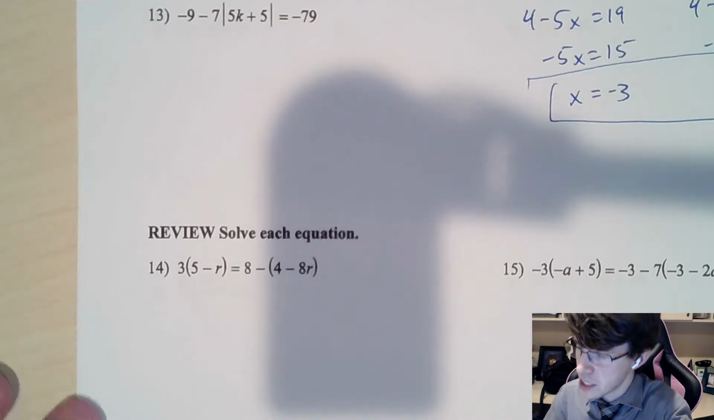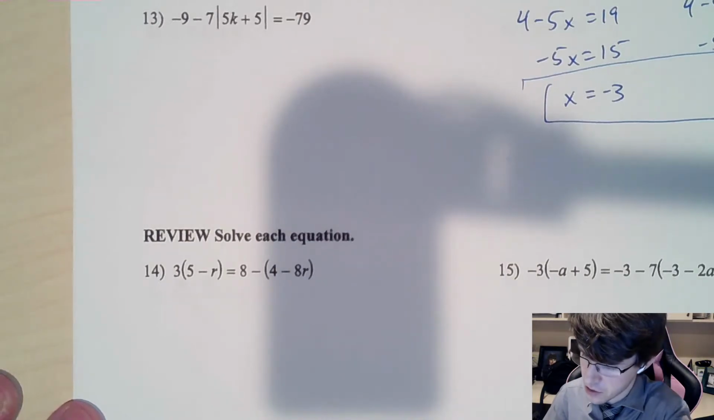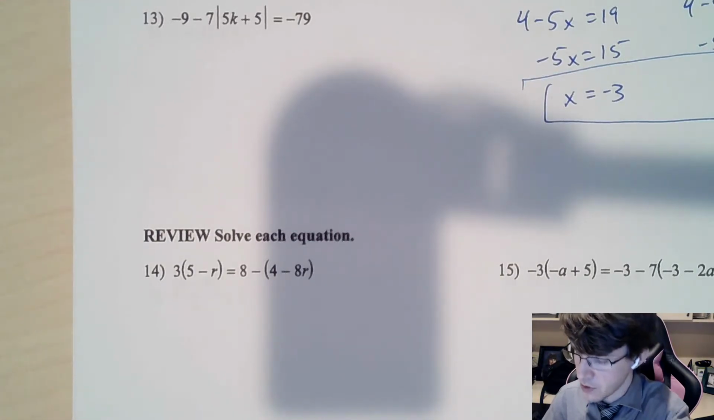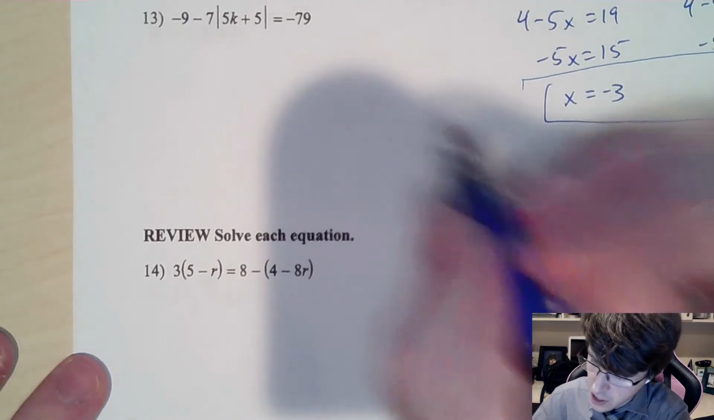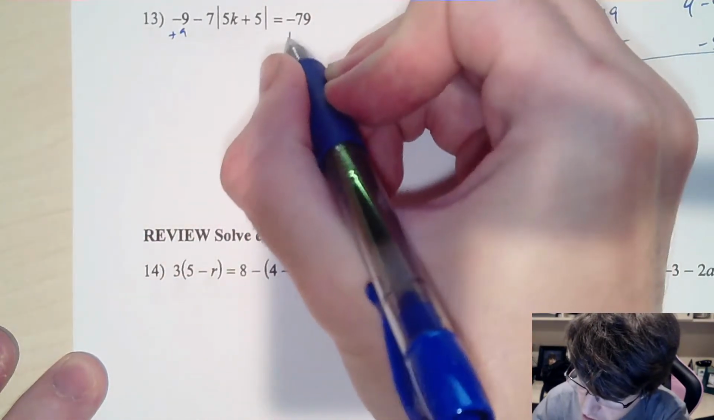Number 13, our last true absolute value problem. I want to remind people they don't have to use the letter U. I've been using the letter U and the C for all these questions, but you don't have to. If you're comfortable with it, you can just do things like adding 9 to both sides of the equation right away.